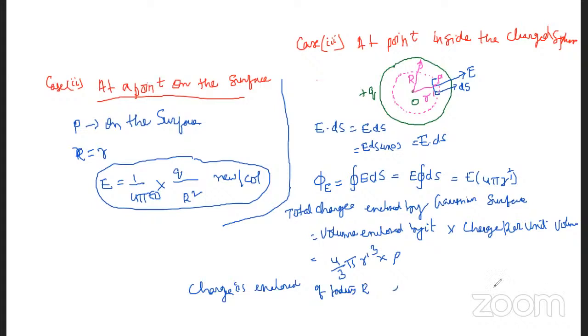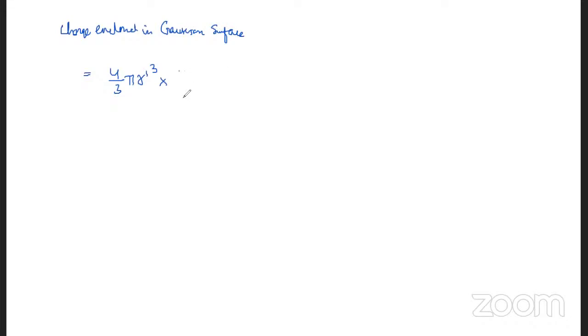Now if you solve this, the charge enclosed in the Gaussian surface is equal to 4 by 3 pi small r dash cube into that rho value, which we have got here as 3q by 4 pi capital R cube.